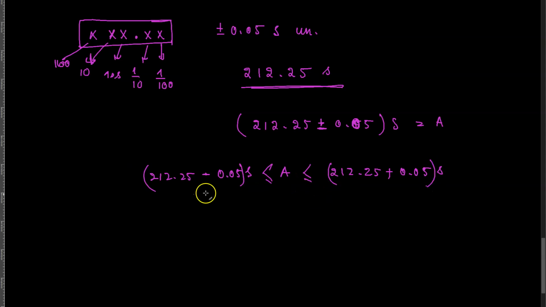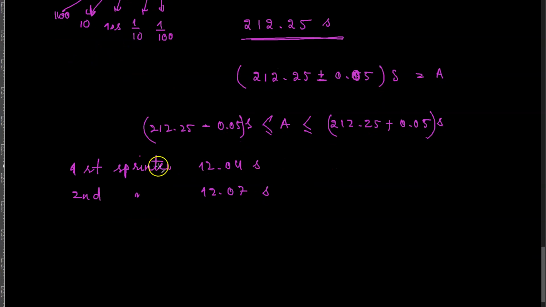Now you can see that the first sprinter came in at 12.04 seconds. The second sprinter came in at 12.07 seconds, right? Now, the difference between the time that the first sprinter came in and the time that the second sprinter came in is only 0.03 seconds. Now you need a stopwatch that has an uncertainty at least below 0.03 seconds, so that it can actually show you the 0.03 seconds.